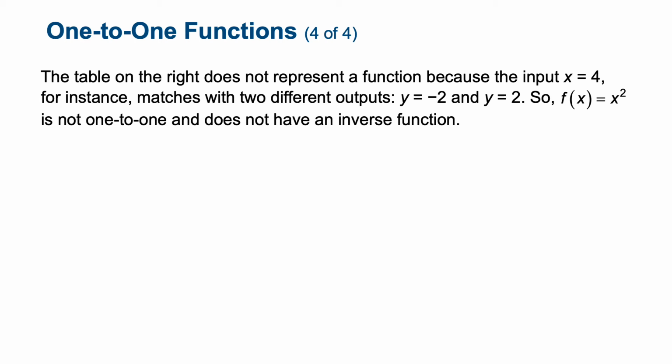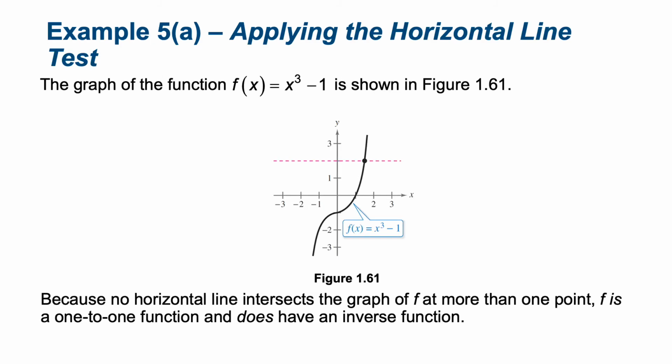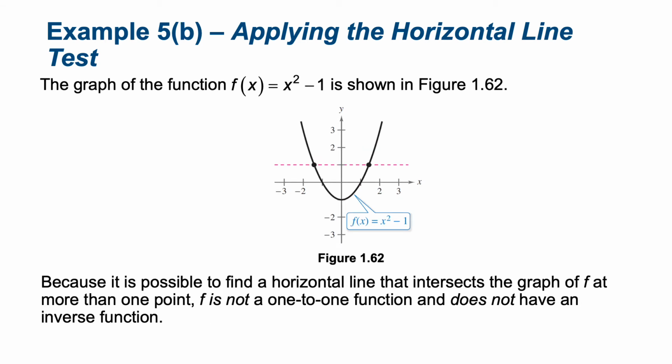The only exception to this would be if you restrict the domain of x squared. In that case, yes, it would have an inverse, but we'll probably talk a little bit more about that. So how do we apply the horizontal line test? You take the graph and draw a horizontal line, and if it only intersects once, then it's one-to-one and the inverse function exists. Here's x squared minus 1, a parabola. So this is not a one-to-one function and does not have an inverse.